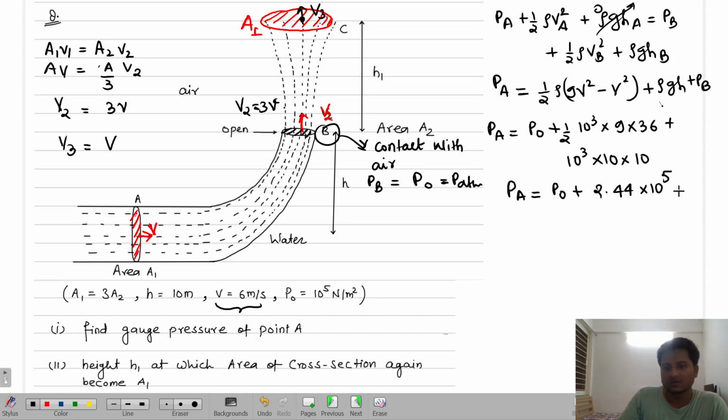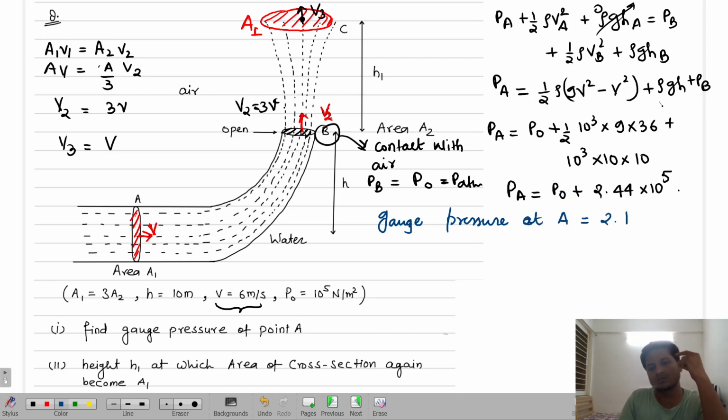No need, no need. It is asking gauge pressure at point A. So gauge pressure at point A means whatever the pressure is extra apart from atmospheric pressure is my gauge pressure, isn't it? Is that clear?